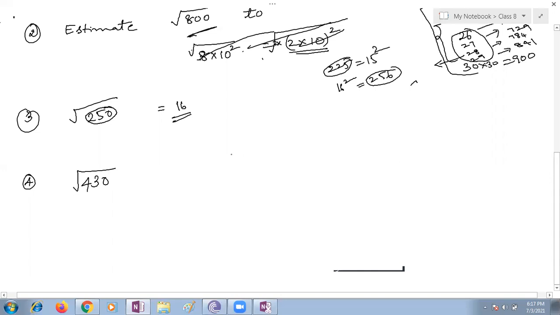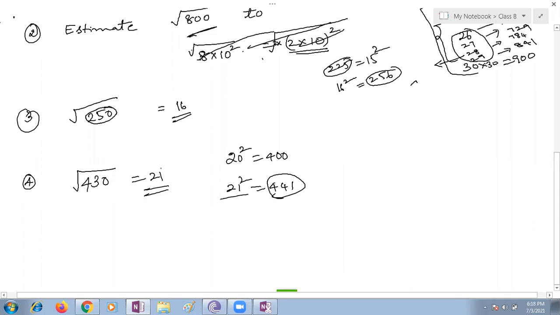20 square is 400. 21 square is 441. This we can take as 21 only, because it is nearer. Yes, very good. Should we round off? Round up. Why? Because even if you do it normally, you will get 20.5 or more.